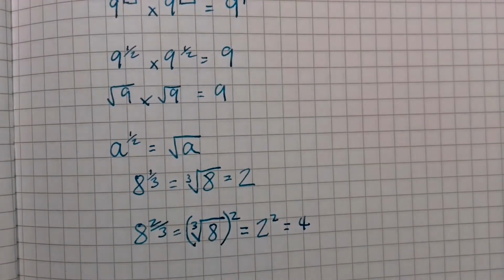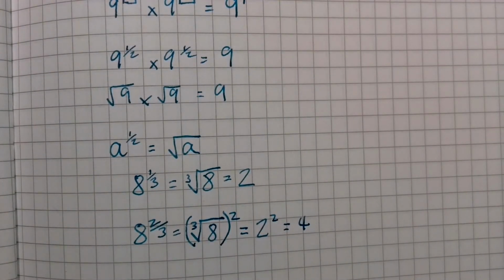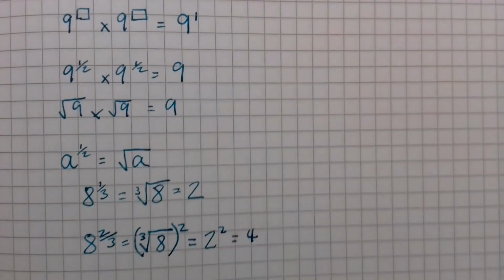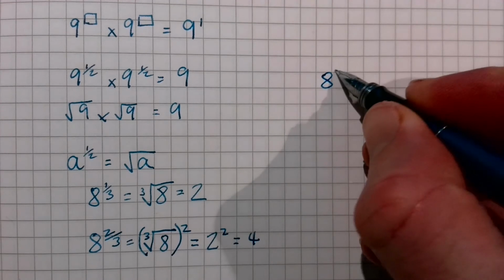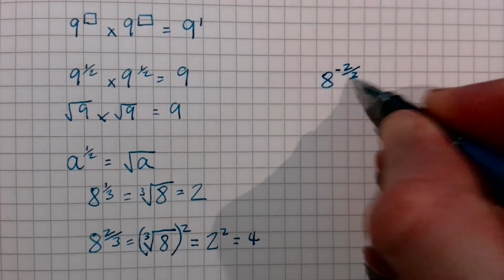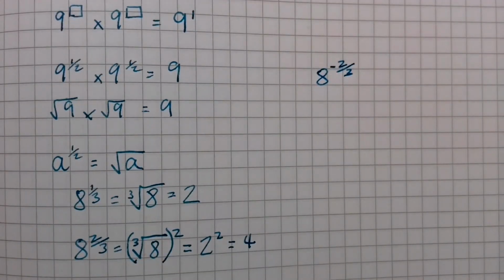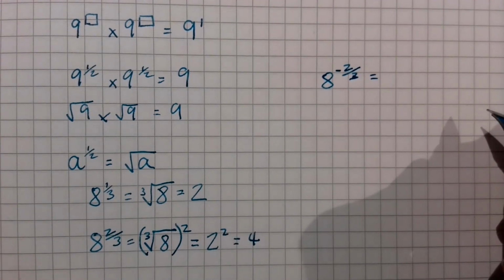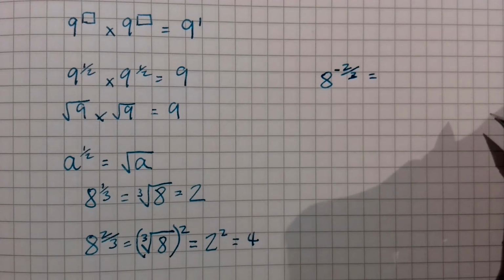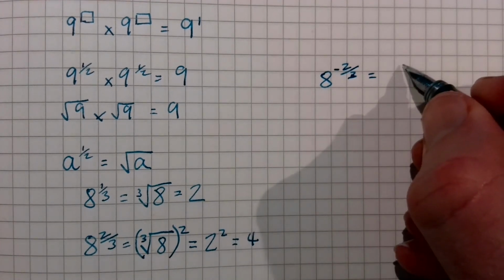And you might think that was enough of all that, but what would you do if I said, well, what is 8 to the negative 2/3? And you're going to say, what the flip? Why do we need that? Well, we need it because we can do it. And anything which we can logically do will have a use somewhere.